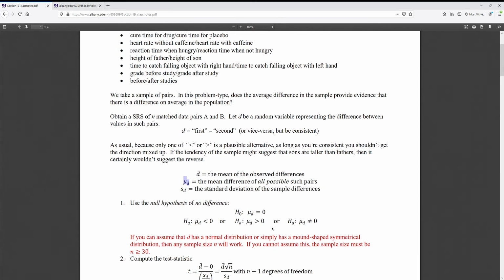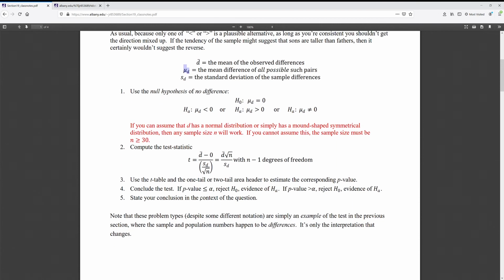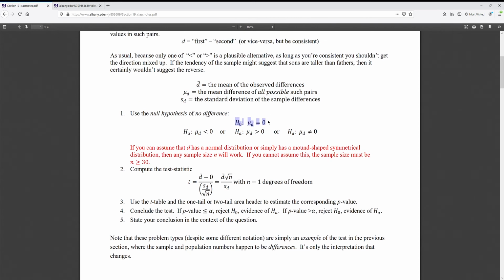So there's lots of theories you could test, but we'll stick to the obvious one. We will test the theory that on average in the population there is no difference. There is a difference of 0. And we will test that against the 3 standard alternatives. The difference is less than 0, the difference is greater than 0, the difference is not 0. As always, the grammar of the question will tell you whether it's one-sided or two-sided.